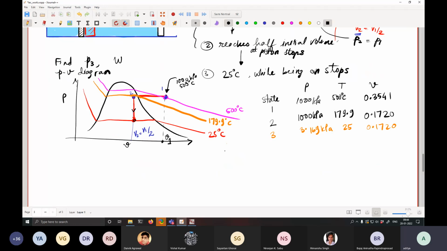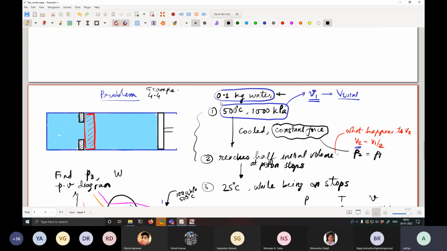So now let us find out the work done. What is the total work done? The total work done will be work in process 1-2 plus work in process 2-3. Now the work during 1-2 is going to be mass times the specific work 1-2. In process 1 to 2, it's a constant pressure process, so it's going to be the pressure at point 1 times the specific volume at 2 minus the specific volume at 1. And the amount of mass this has is 0.1 kg of water.